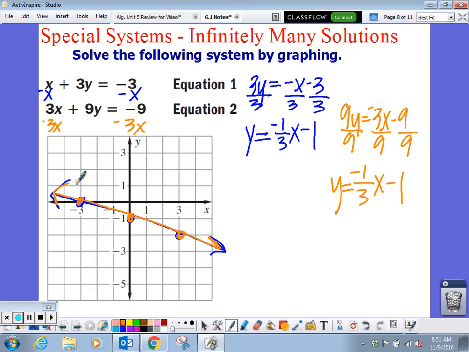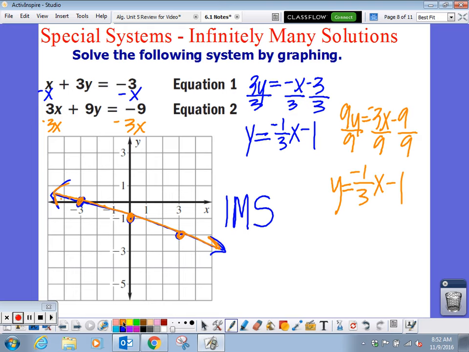So if you think about this, you have a line right on top of another line. How many times do those lines intersect? Well, they intersect like 1,000,000 times. Actually, there's not even a number for it. So these two lines intersect an infinite amount of times. But remember, we're looking for intersections. Those intersections are called solutions. So if it intersects an infinite amount of times, that means we have an infinite amount of solutions. So we have infinitely many solutions.